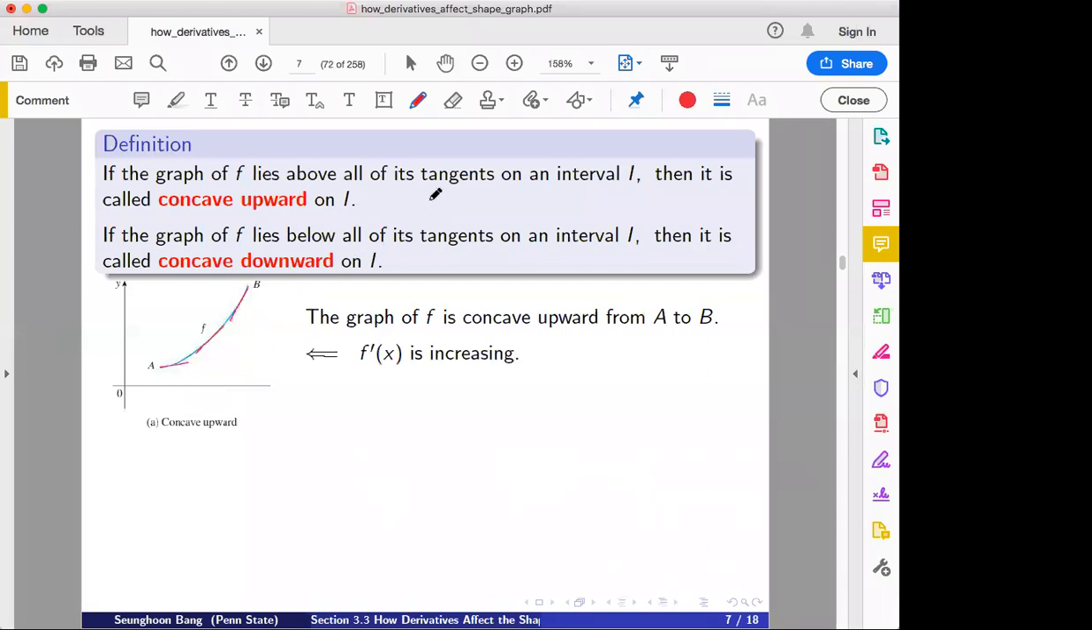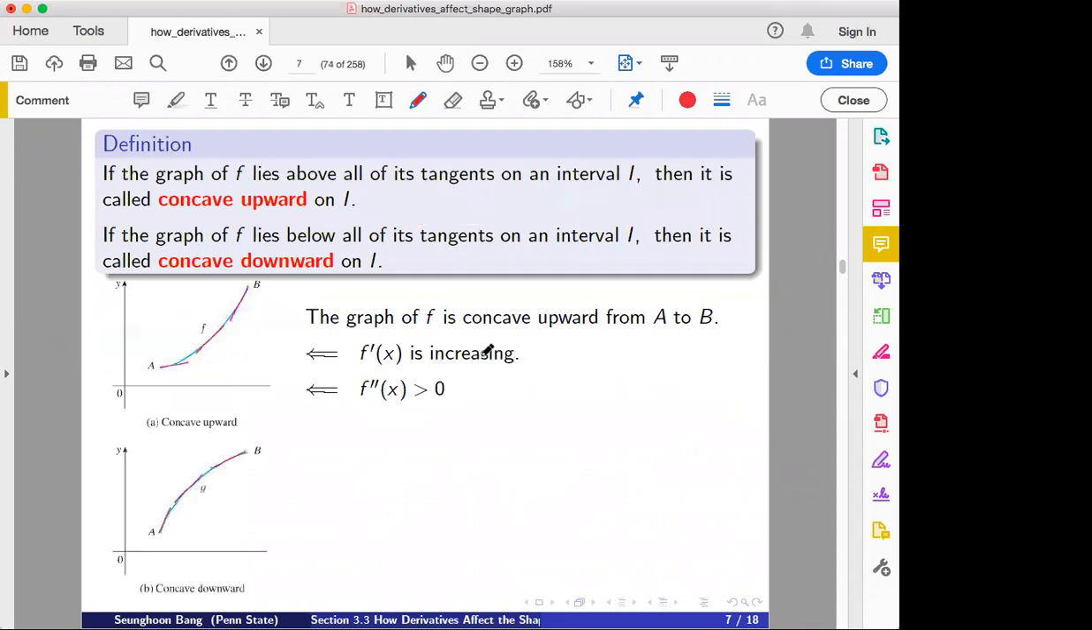So I want to use the increasing test. What is the increasing test? If f prime of x is positive, then the function f is increasing. This is the increasing, decreasing test, right? So I'm going to take one more derivative. The second derivative here, what's that? If the second derivative is positive, f prime is increasing. We have this kind of result.